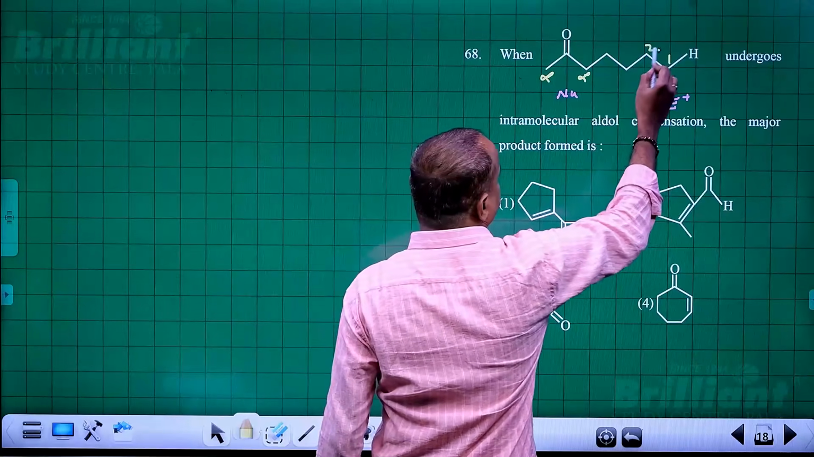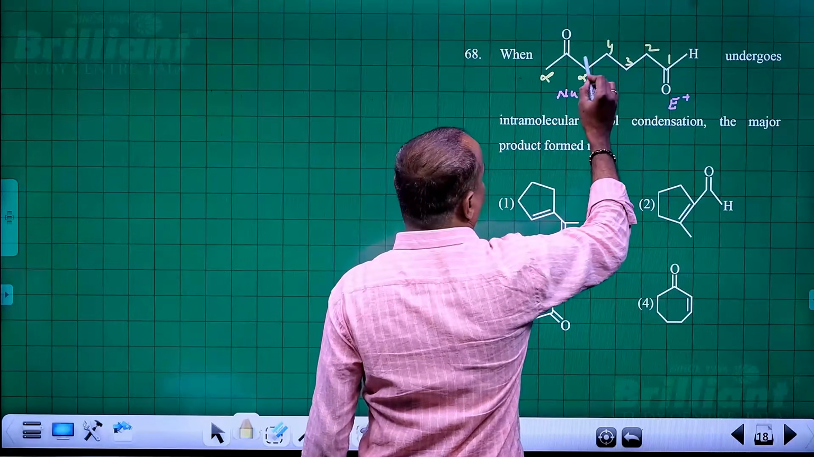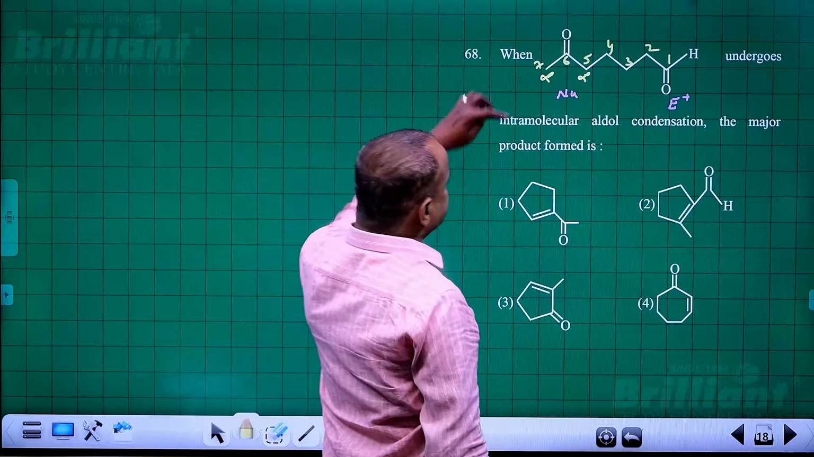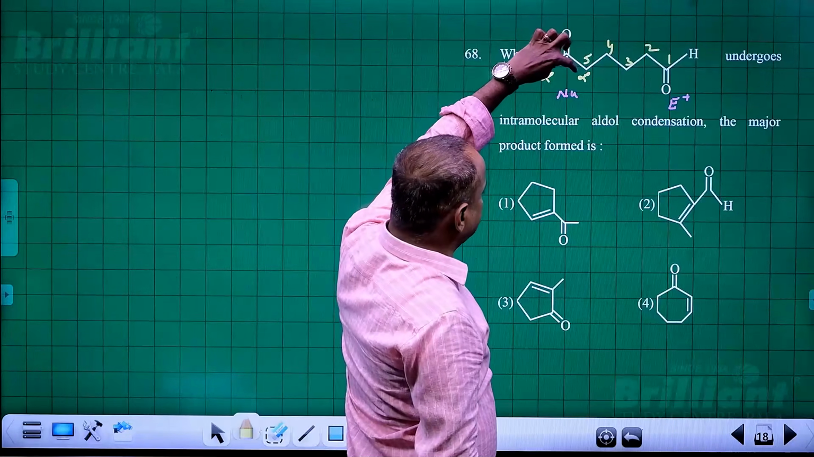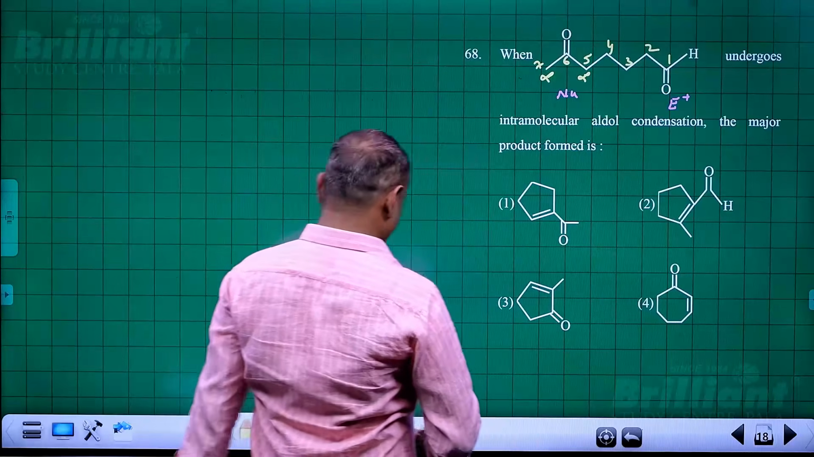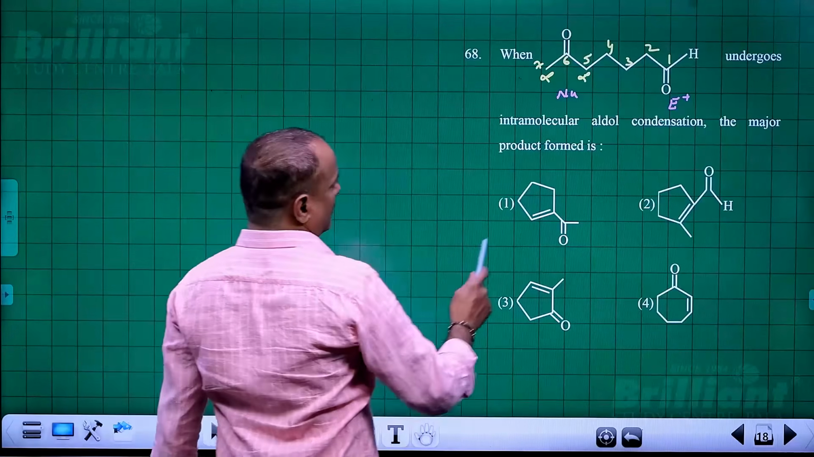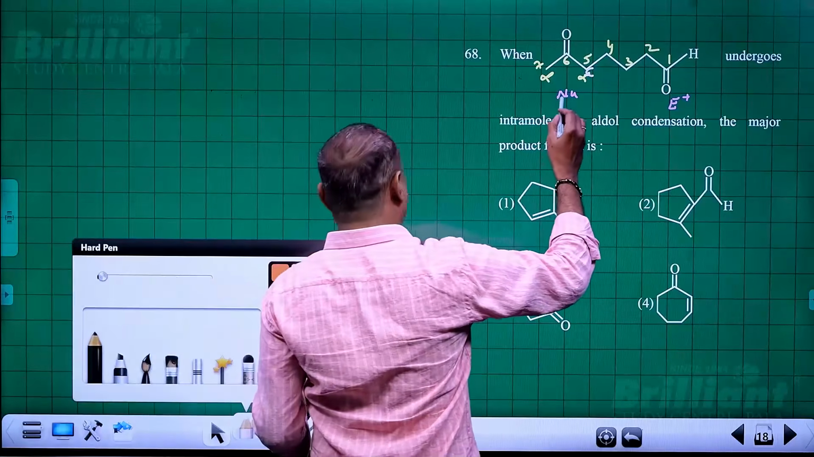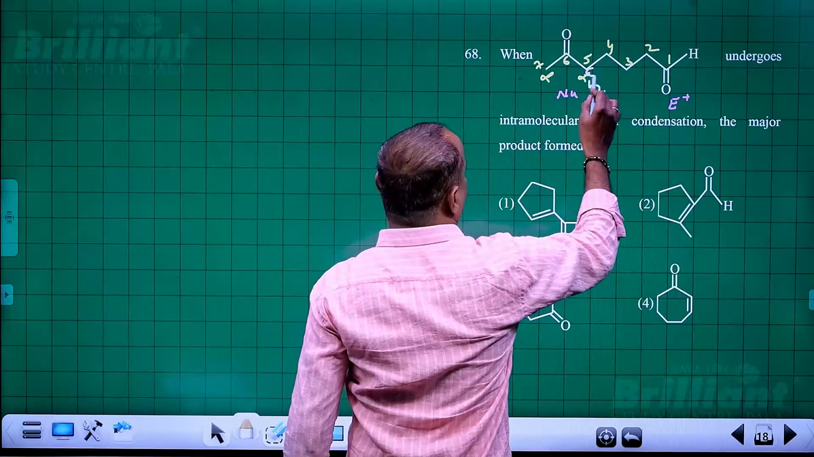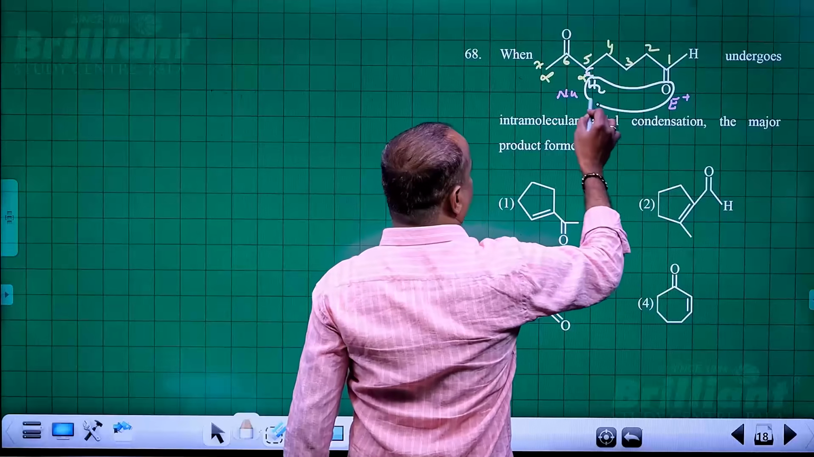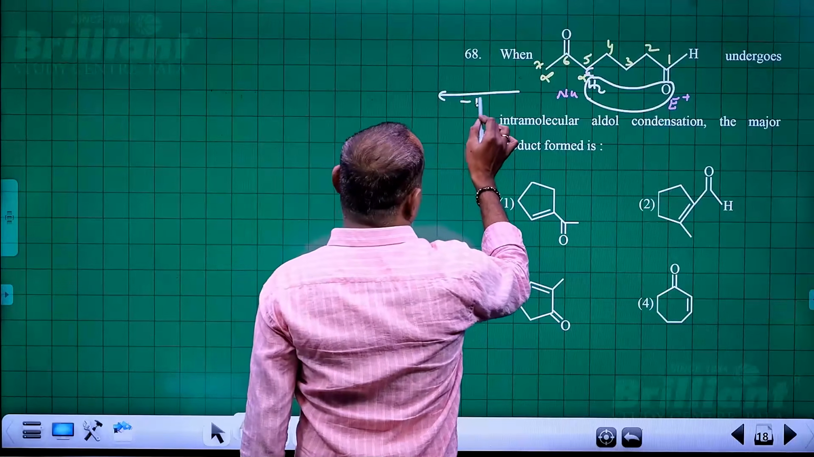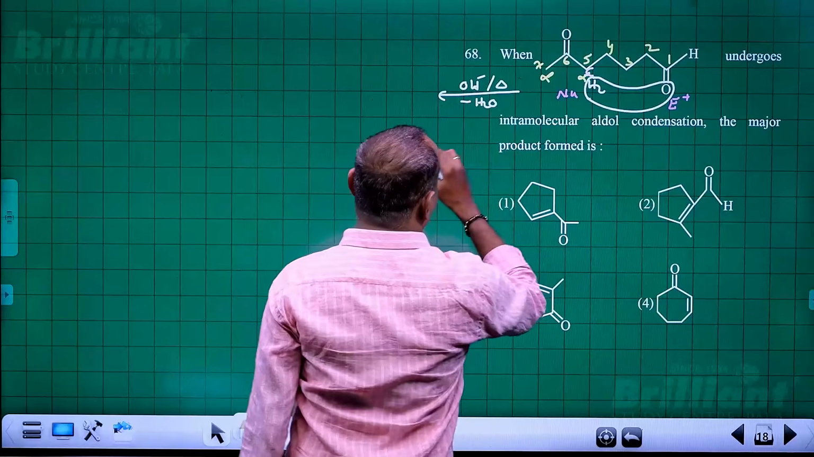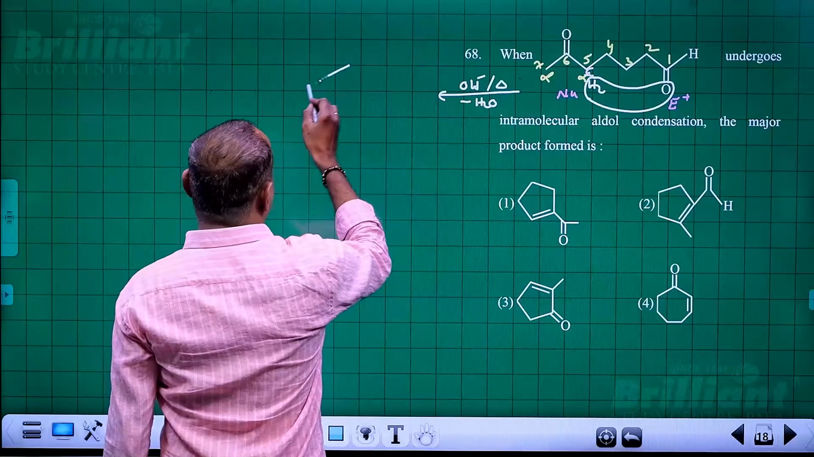1, 2, 3, 4, 5, 6, 7. So here 7, here 5. Suppose first we take 5. Here 2 H from the alpha carbon, and this O is eliminated as a water molecule. That is aldol condensation. So, a 5-member cycle.